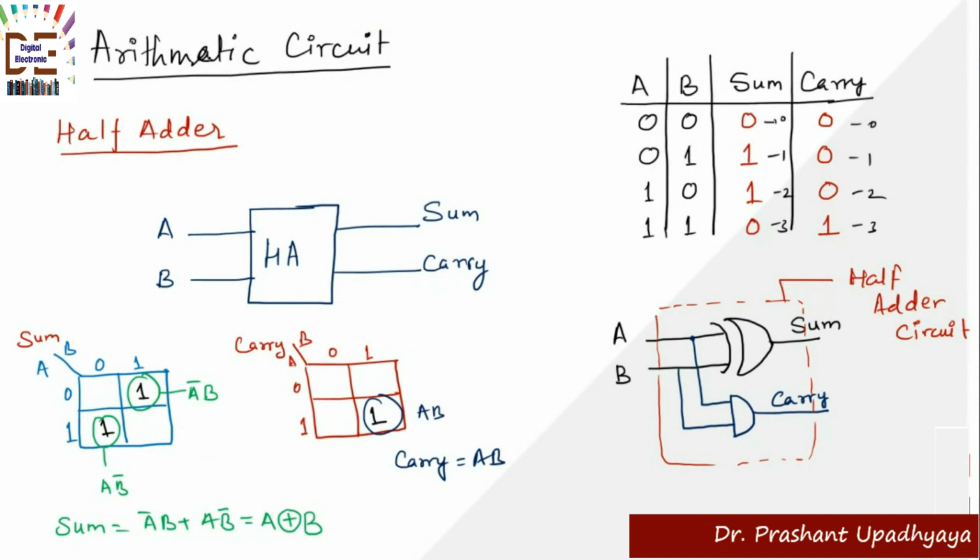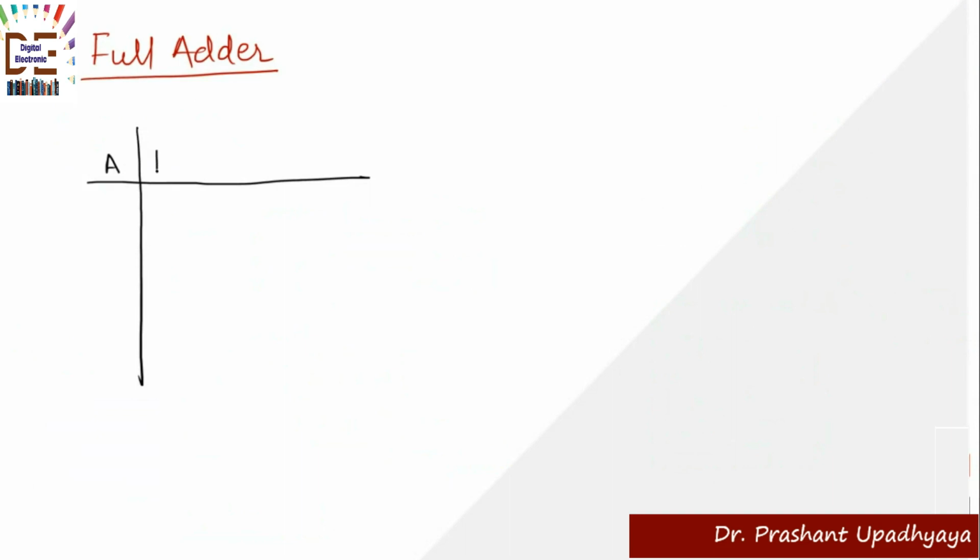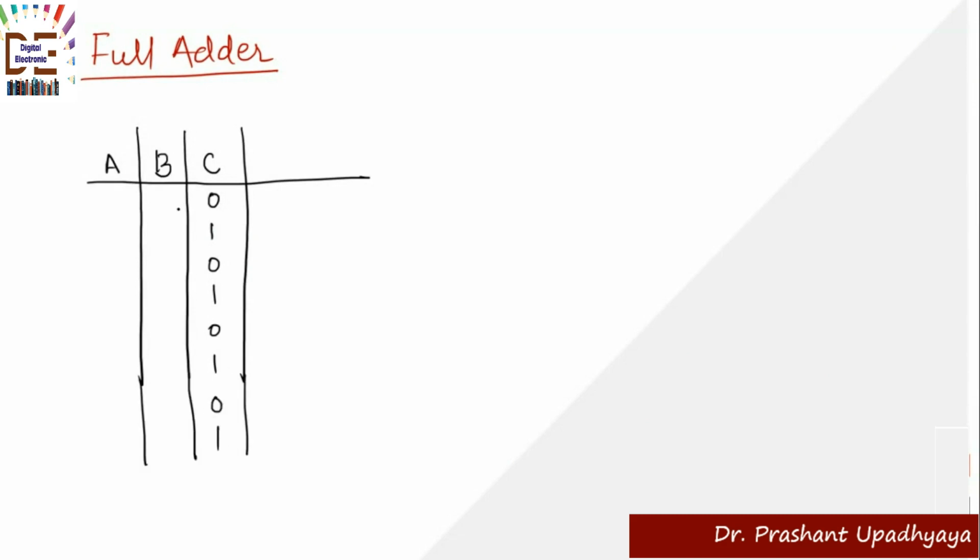Similarly, let me draw for the full adder now. In the full adder, what we have got? We have got A, B, and let's say C. Then we have 0, 1, 0, 1, 0, 1, 0, 1. Then we have 0, 0, 1, 1, 0, 0, 1, 1. Then 0, 0, 0, 0, 1, 1, 1, 1. So what will be my sum? I will get my sum here and I will get my carry here.